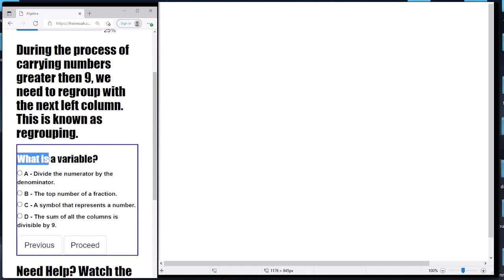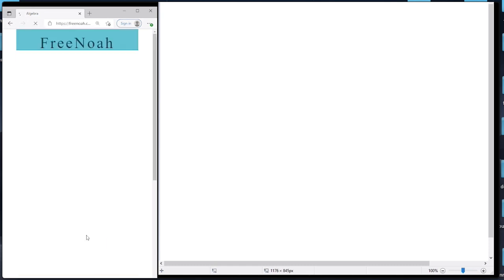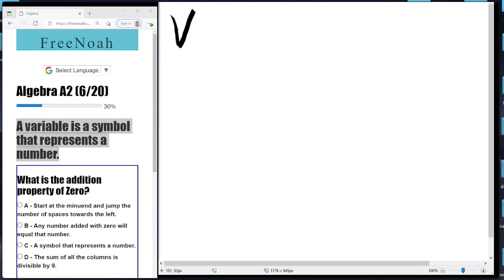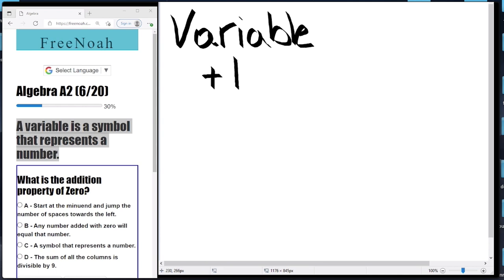Let's begin. What is a variable? A variable is a symbol that represents a number. So this is a basic introduction to equations. We're going to give you a few basic examples here, and sometimes we use symbols that can represent a number, a standard number, or even another equation.